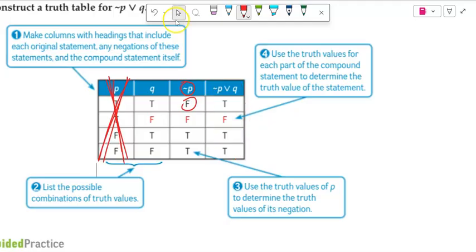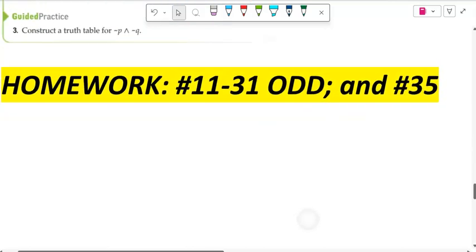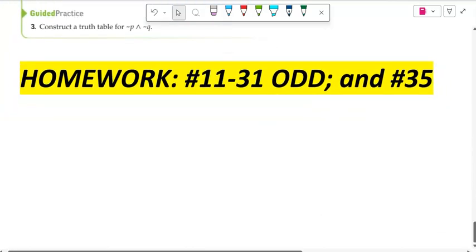Here's your homework. Go ahead and write these problems down in your notebook, and then y'all can jump into it. You've got the rest of class time to work, and y'all can ask questions as you go along, okay?